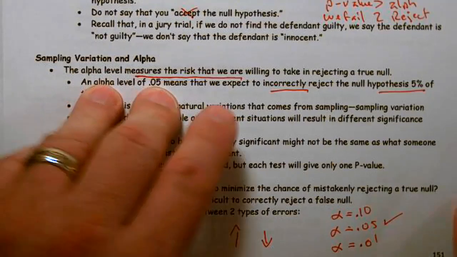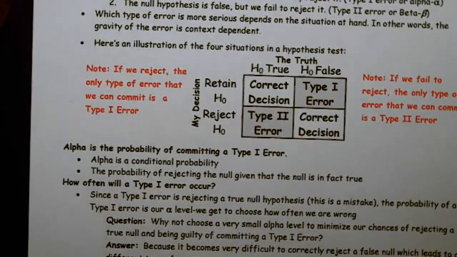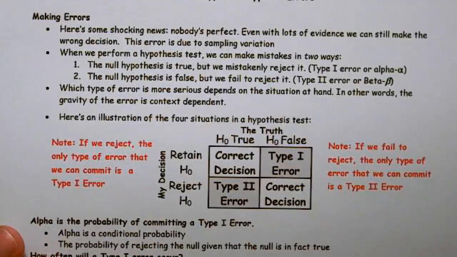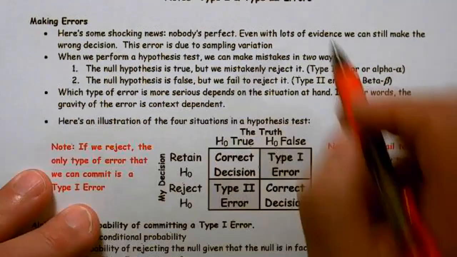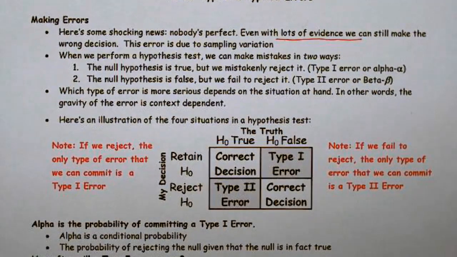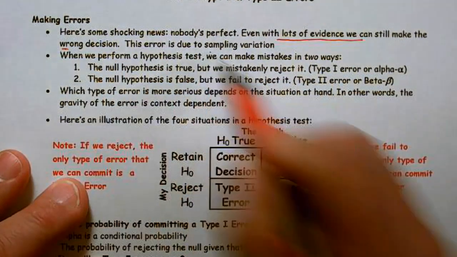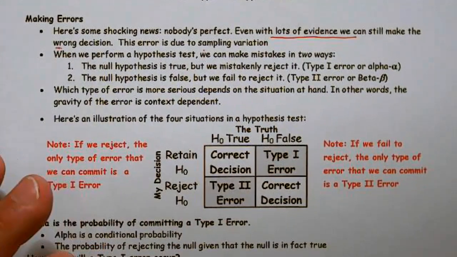All right. Next thing. Next page. As I alluded to, we make errors. In other words, nobody's perfect. Even with the best sampling techniques and lots of evidence, in other words, we have lots of data that supports our decision, we still make error. We still make the wrong decision. And that error, as I alluded to, is due to sampling variation. In other words, because everyone's sample is different, we can get different responses.